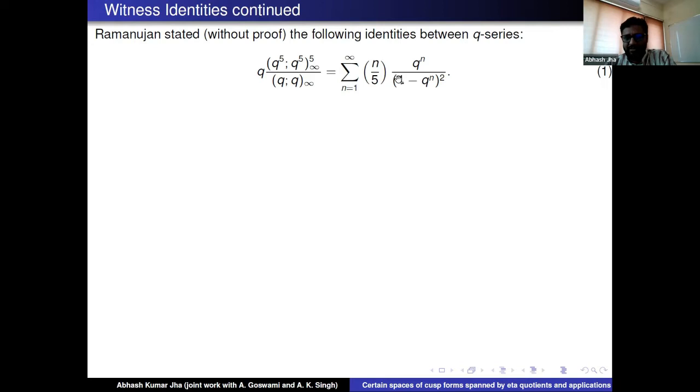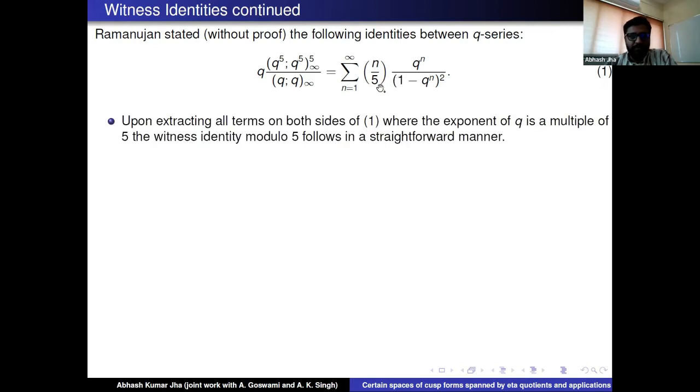So I'll talk about this later. What you do, if you extract the multiples of q, the powers of q which are multiples of 5, you'll get the witness identity modulo 5.